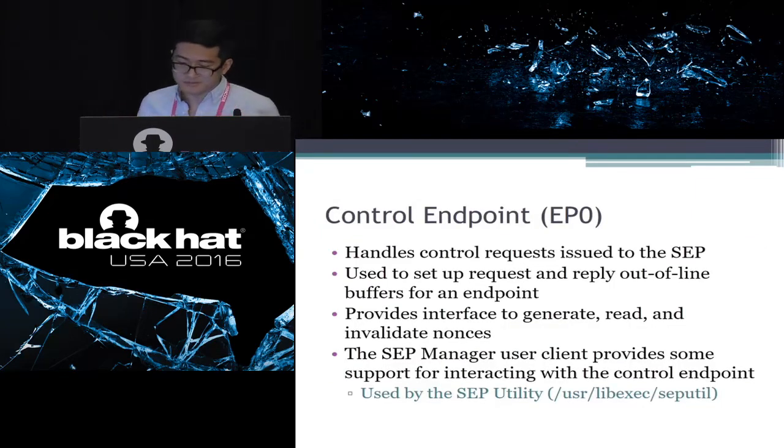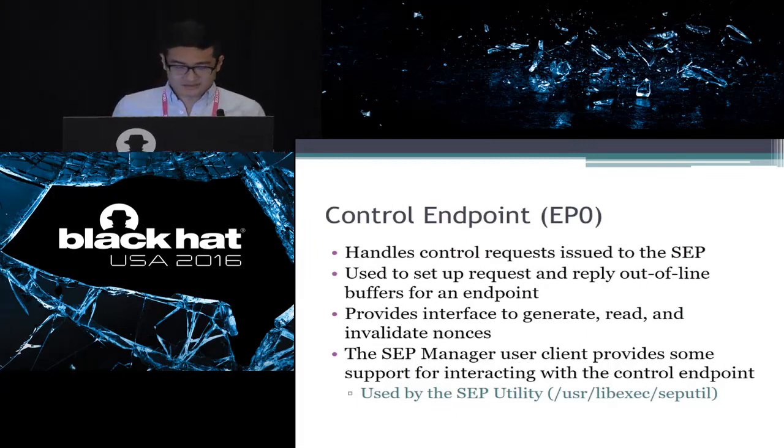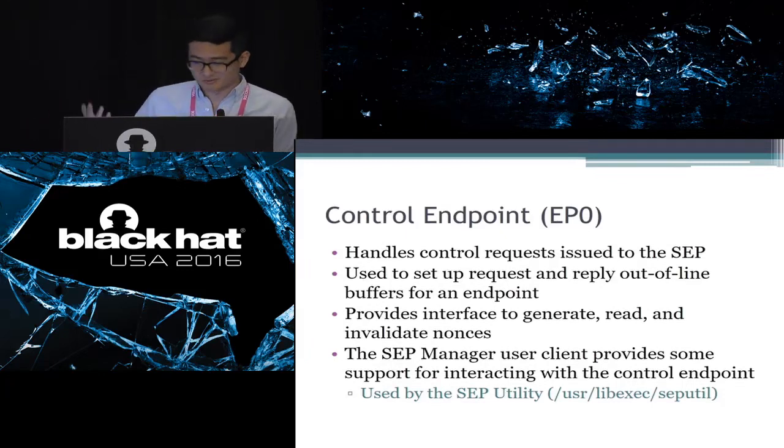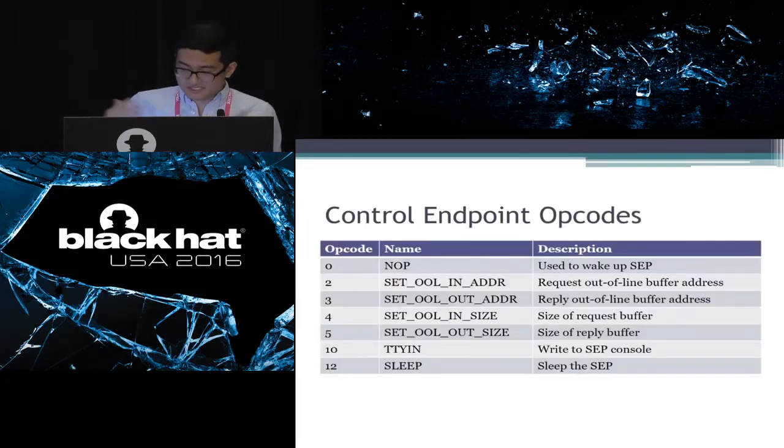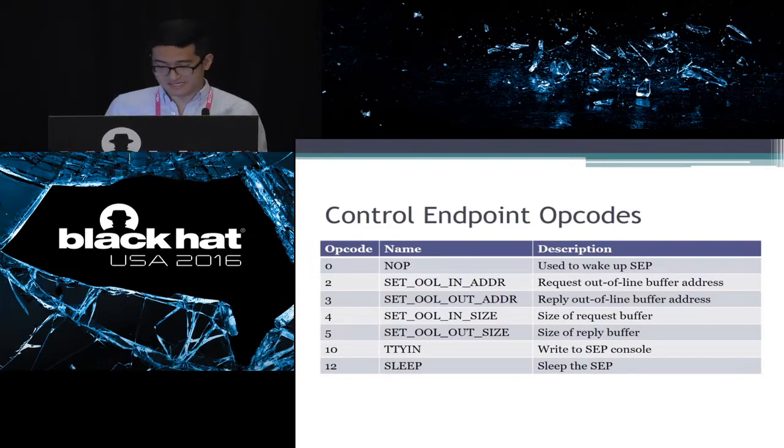So the control endpoint, as I said, handles control requests issued to the SEP, and it's used to set up request and reply out-of-line buffers, which I will talk about in the next slide. It also has some other functionality, like generating, reading, and validating nonces. And you can sort of mess with it with seputil, which is included on production devices. So if you have a jailbroken phone, you can play with the control endpoint. Here are some of the opcodes that the control endpoint supports. As you can see, you can set up addresses and sizes for these out-of-line buffers.